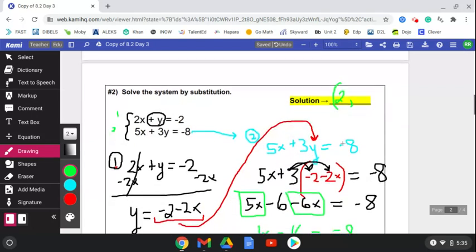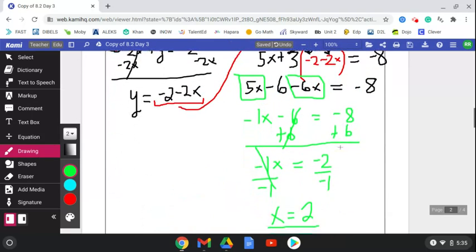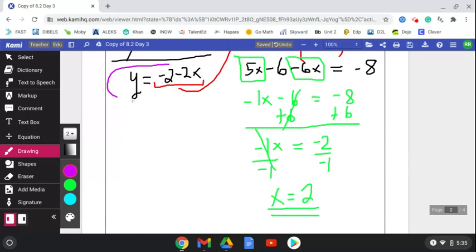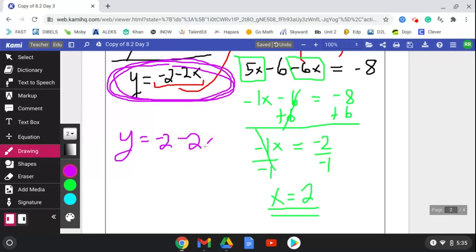It's the x. Now, how am I going to get y? Do I have some equation that says y equals? Yes, I do, right here, right? This equation right here says y equals negative 2 minus 2x. So I'm going to copy it down. I'm going to plug x in right there.